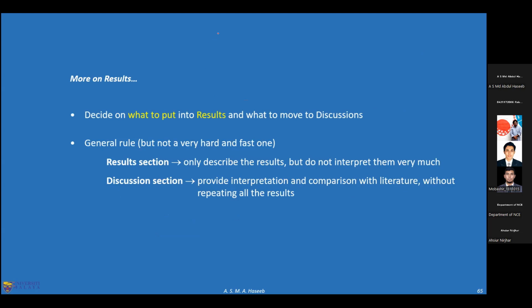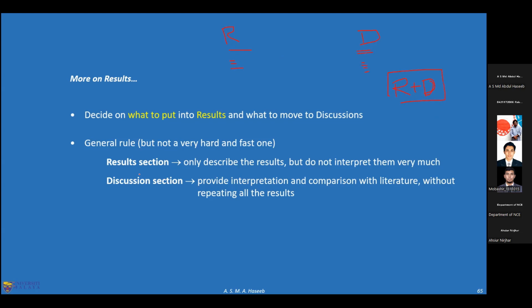Sometimes we separate the results and discussion section. Sometimes we can combine them. It depends on the type of work that we have done and also on our personal preference. Now, when your results and discussion sections are different, then you have to select what to put in the results and what to put in the discussion.